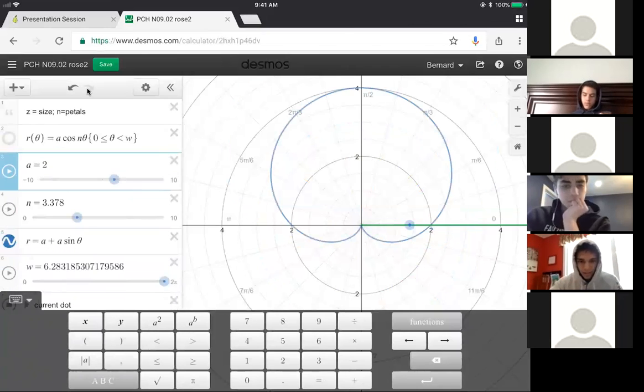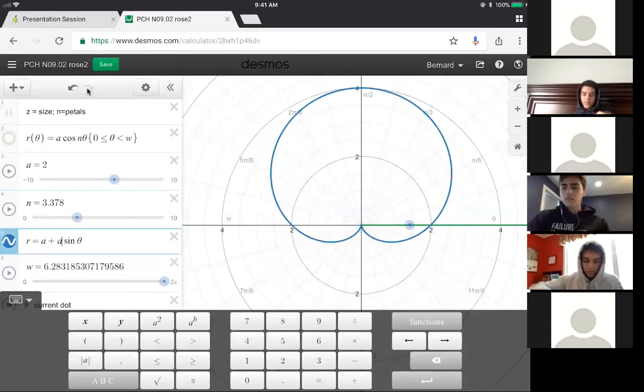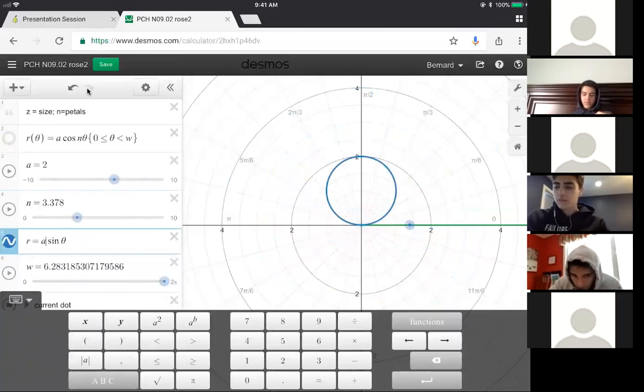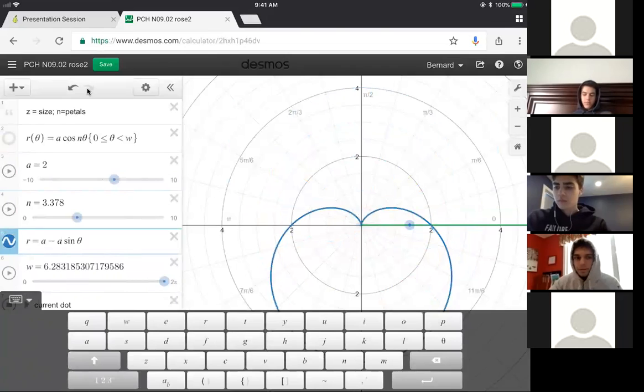So we get this bean-shaped thing, which is technically usually called a cardioid. I guess it usually has a minus sign here, and it's supposed to look a little bit like a heart. I'm going to put the plus back so we can see it.